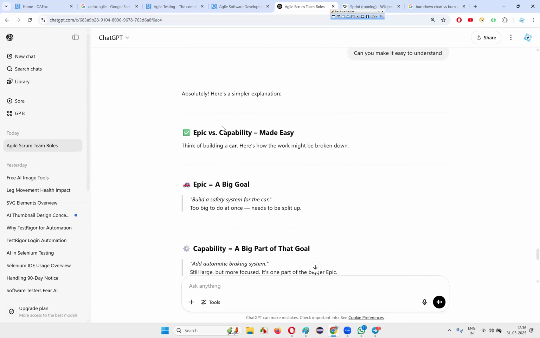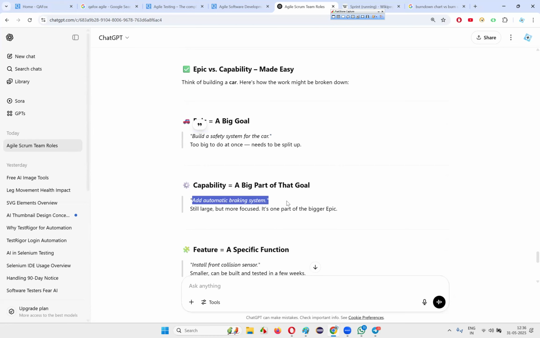Okay. So you can clearly see the example here, right? Building a safety system for the car, and adding an automatic braking system is one part of this, right? It's not this big. Capability is not as big as epic. It's part of the epic, which can be broken down into capability.